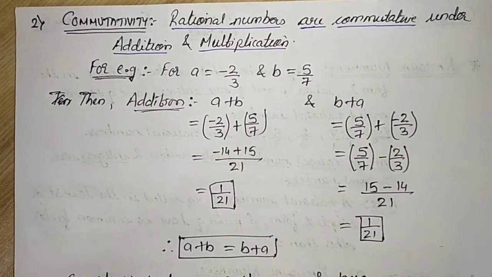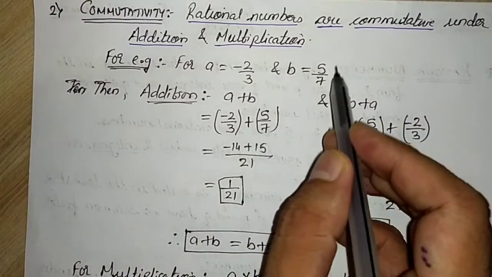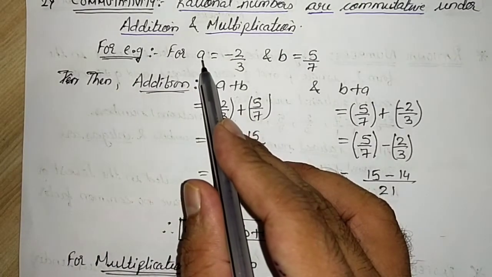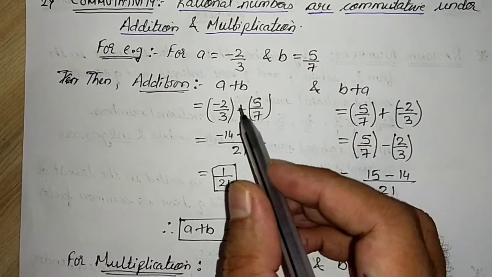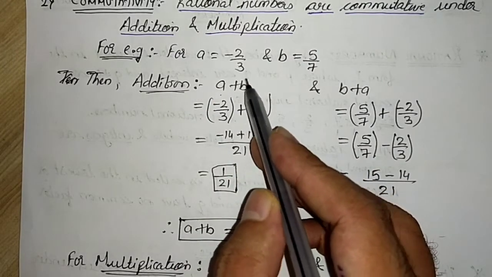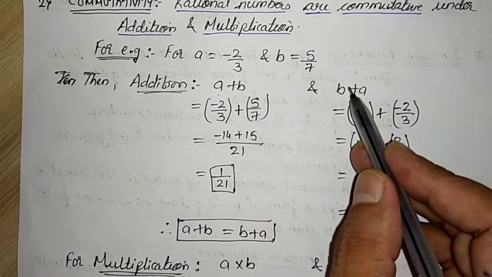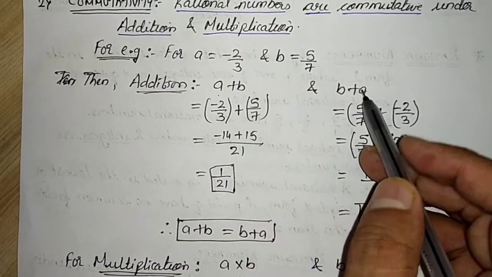Students, what is commutativity? If I have two numbers, let's say a is equal to -2 by 3 and b is equal to 5 by 7, and I am adding a plus b, first I am adding a to b or b to a, and next step I am adding b to a, that is a plus b and b plus a.